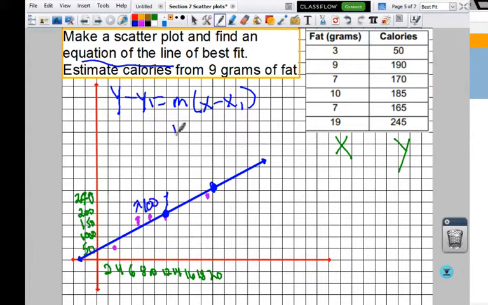My rise is 100. And then, Allison, what did I make my x's go by? 2. So when I do my run, I'm really going 2, 4, 6, 8. Count my 2s.